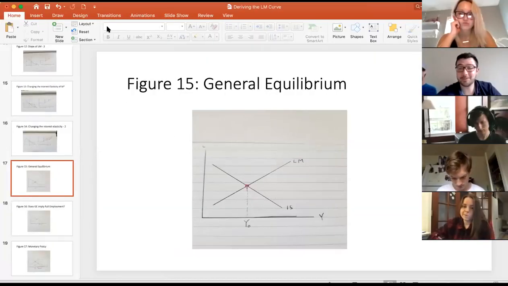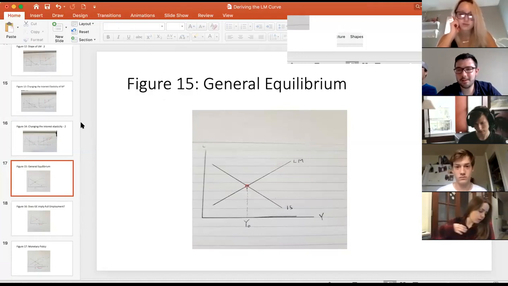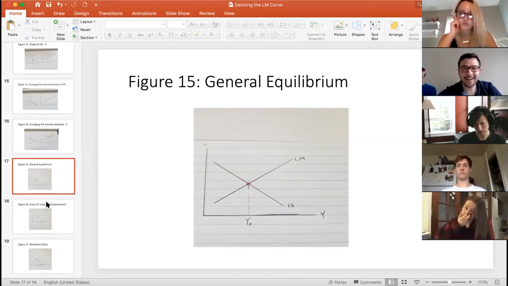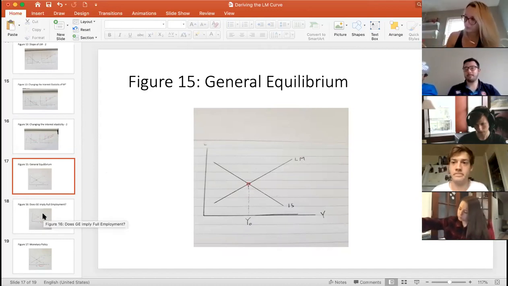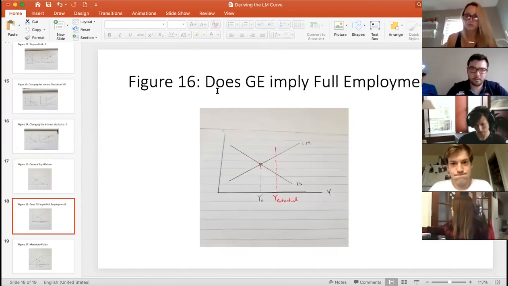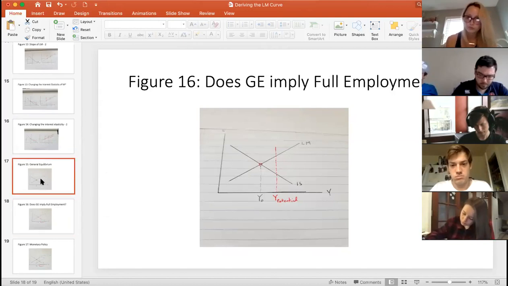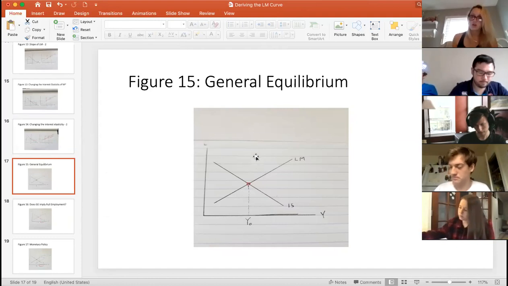Okay. We should be back to figure 15 again. Do you guys see that? Figure 15, general equilibrium. All right. Now we have just enough time to set up the next part of the story. So let's go to number 16. All right. Here's the question.